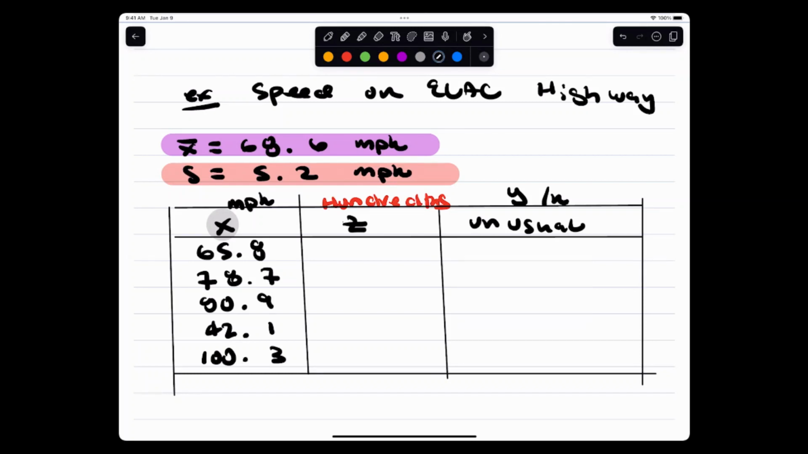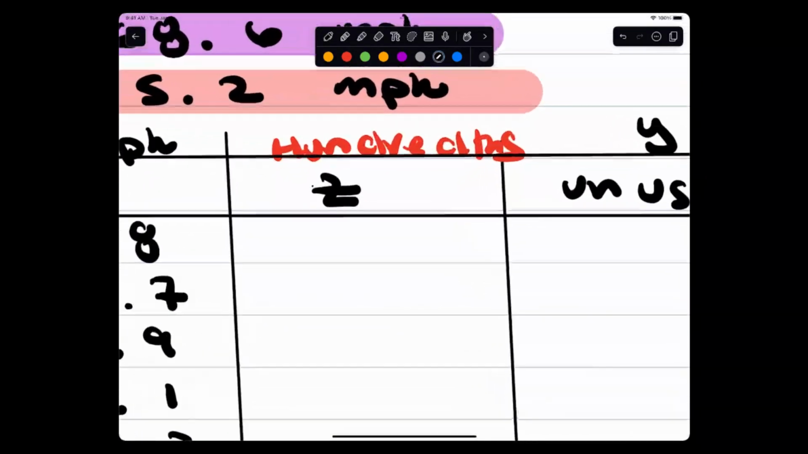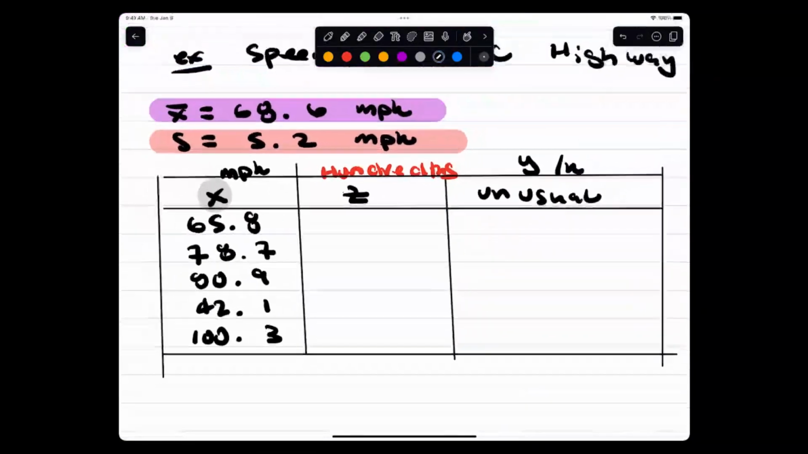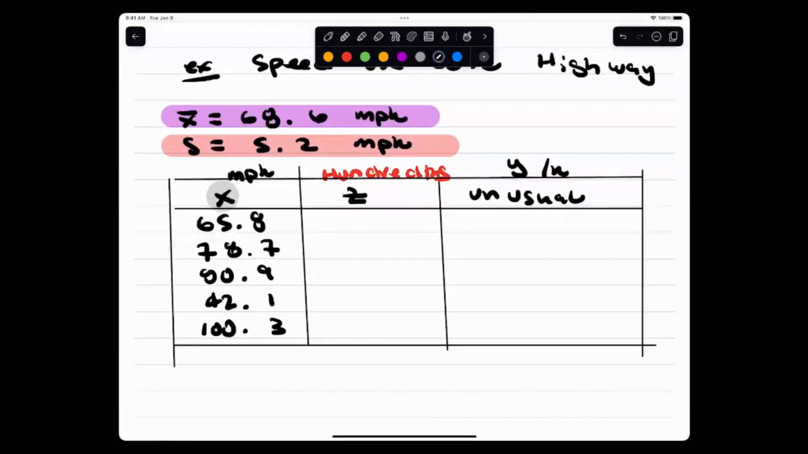Okay, let's ask you guys. We're going to find all these z-scores, but before we do, was there any data value that was unusual? There were? How many? 3 were unusual? Okay, well, let's double check then. How do you approximate z-scores again? Hundredths, 2 decimal places. Okay. Now, here's the thing.